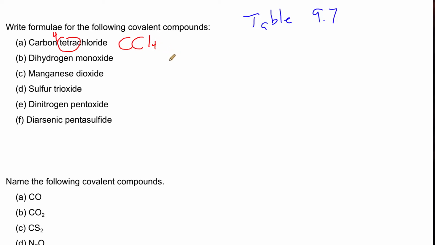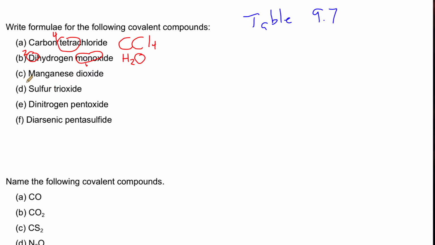CCl4 would be carbon tetrachloride. Now the second one, dihydrogen monoxide. Again, di means 2, mono means 1. We do use the 1 when it's in the second element. So dihydrogen monoxide would be 2 hydrogens, H2, and 1 oxygen, so H2O, and hopefully you recognize that as water.